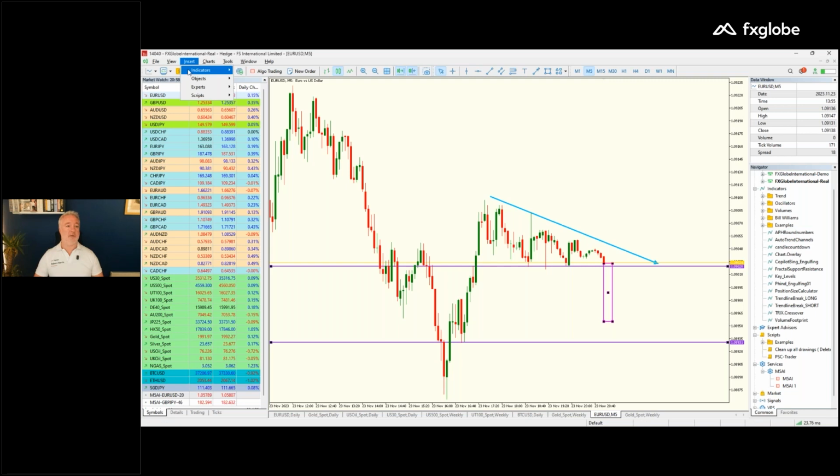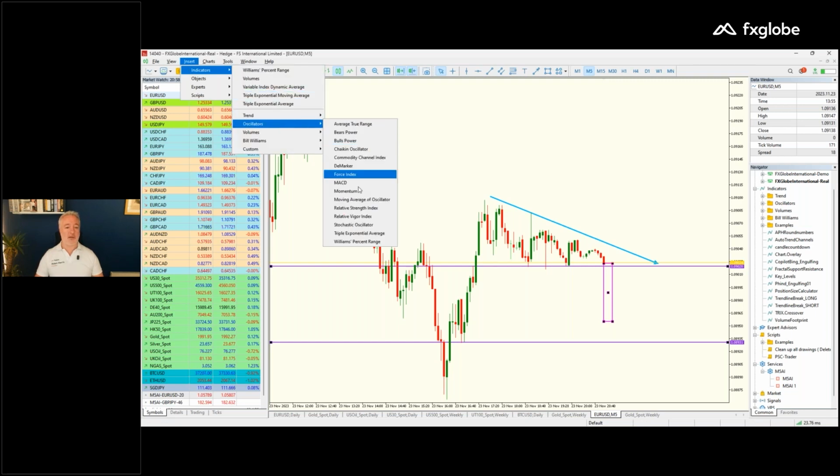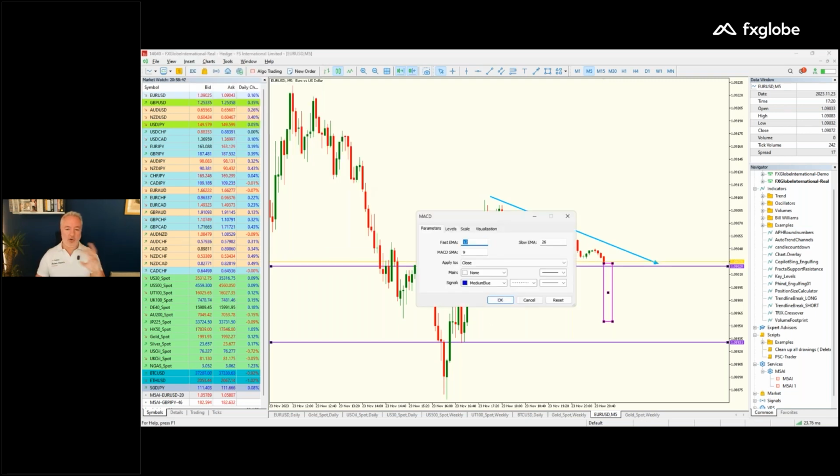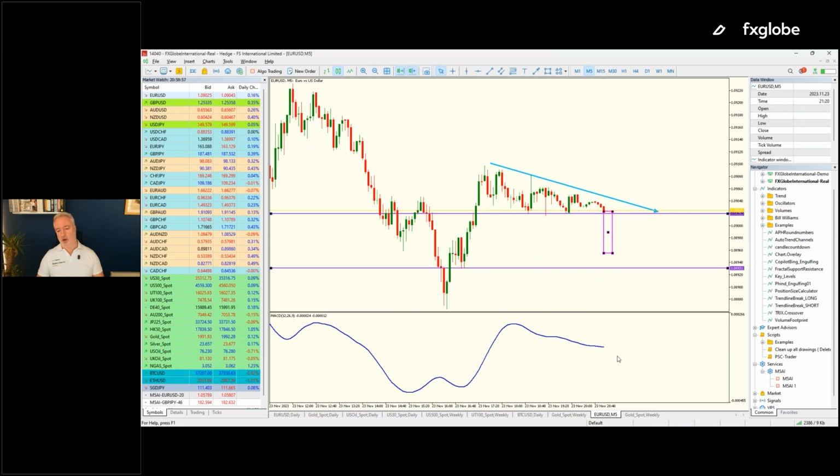I'm going to insert indicators, go to my oscillator, bring in my MACD. I'm not going to worry about the histogram or the moving average crossover so much. Just going to have a look at this. Let's just see what it looks like. Here we go. So what we can see, we've got a nice little flat line there. We can see that so far it's starting to trend lower. This is good. This is a possibility that we're going to see a break lower.